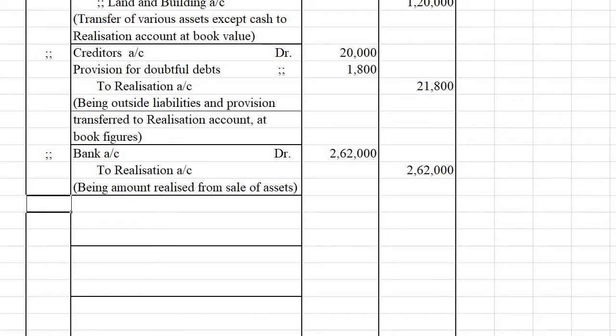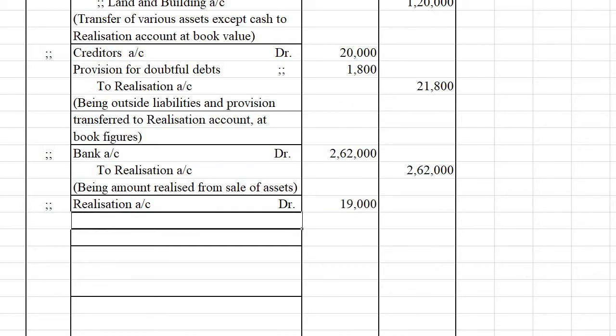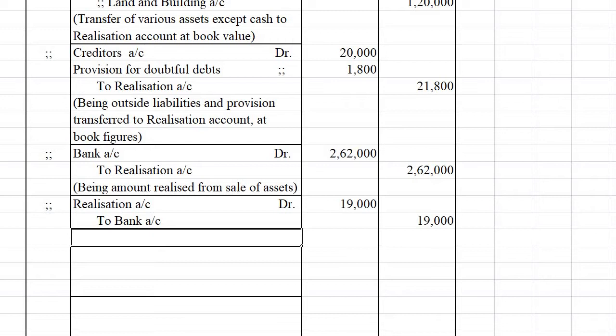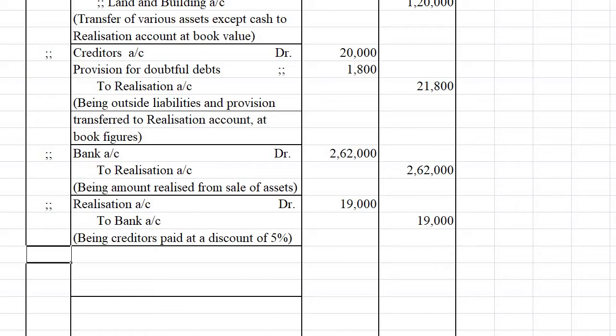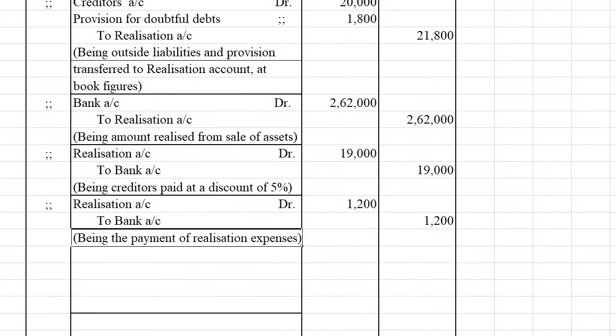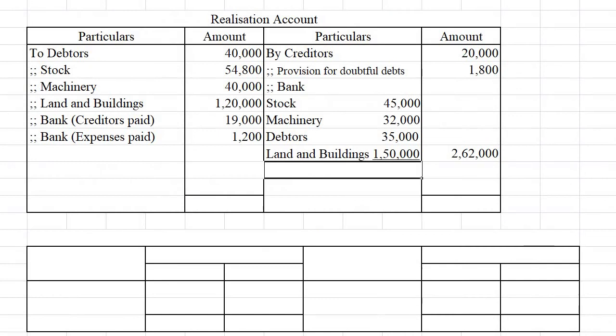In the journal we can give the date, then realization account debtor to bank, 19,000 rupees, for the payment of creditors, being creditors paid at a discount of 5%. Then like that, realization expense also paid. Shall we write the journal entry for that also? Realization account debtor 1,200 to bank 1,200. That is payment of realization expense. Okay. So these are the entries written there. Now we can go back to realization again.